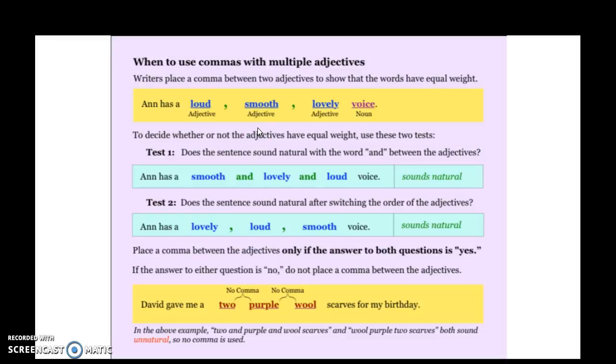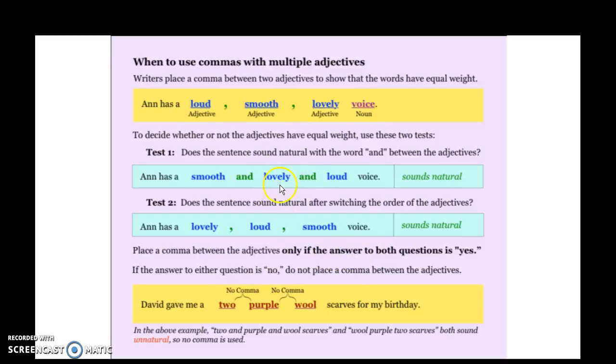So this is really easy, you guys. We're talking about adjectives such as loud, smooth, lovely. Remember, adjectives describe a noun, which is the voice here. So what they're saying here, do a test. Say, Anna has a smooth and lovely and loud voice. Does it sound natural? It sounds decent, all right. So then you can say Anna has a lovely, comma, loud, comma, smooth voice. Does it sound natural? Yes, it does. So you place a comma between the adjectives only if the answer to both questions is yes.